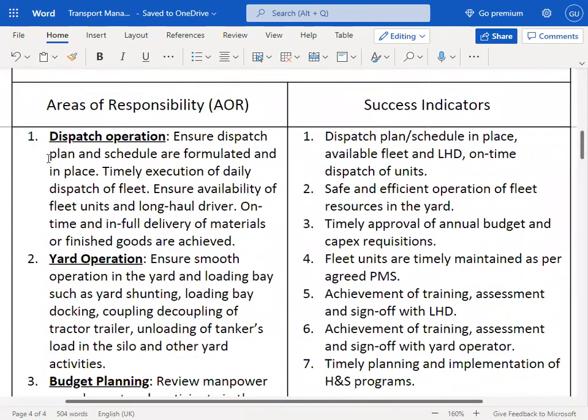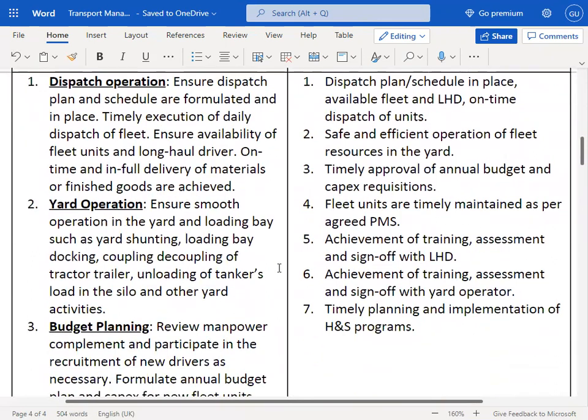Now for the AOR, dispatch operation: ensure dispatch plan and schedule are formulated and in place. Timely execution of daily dispatch of fleet, ensure availability of fleet units and long haul drivers, so on time and in full delivery of materials or finished goods are achieved. Yard operation: ensure smooth operation in the yard and loading bay such as yard shunting, loading bay docking, coupling, decoupling of tractor trailer, unloading of tankers loaded in the silo, and other yard activities.